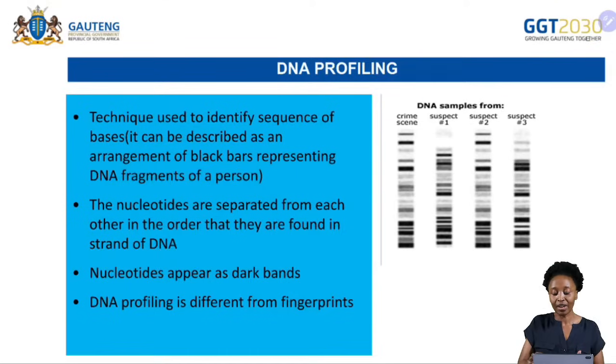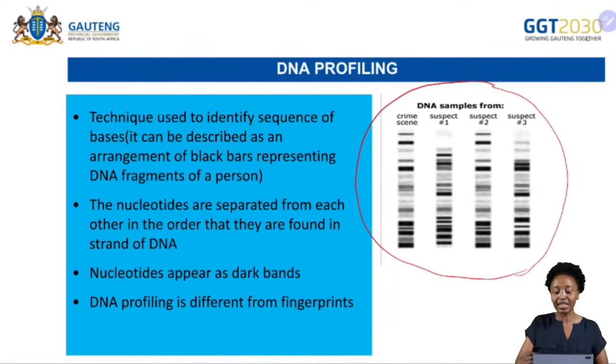So what we have here, for example, when you look at this diagram, is what we call the DNA profiles. What is given here are the DNA profiles of the suspects and the DNA sample that was found at the crime scene. The question would normally be: this is the DNA that was found at the crime scene, and here are the three suspects. Which one do you think is the suspect based on the DNA sample that is found at the crime scene?